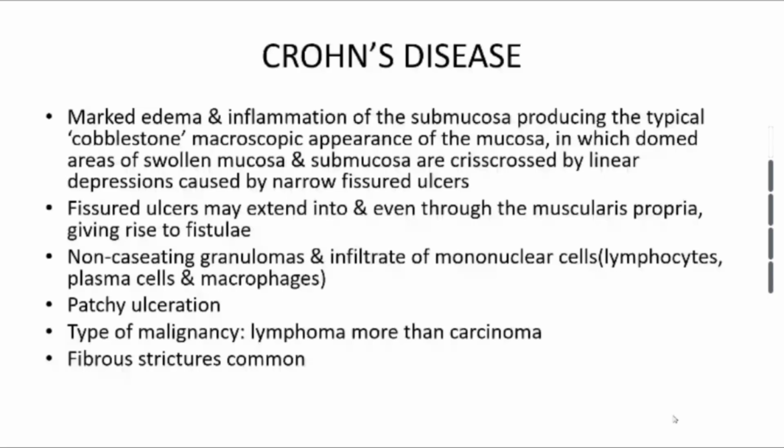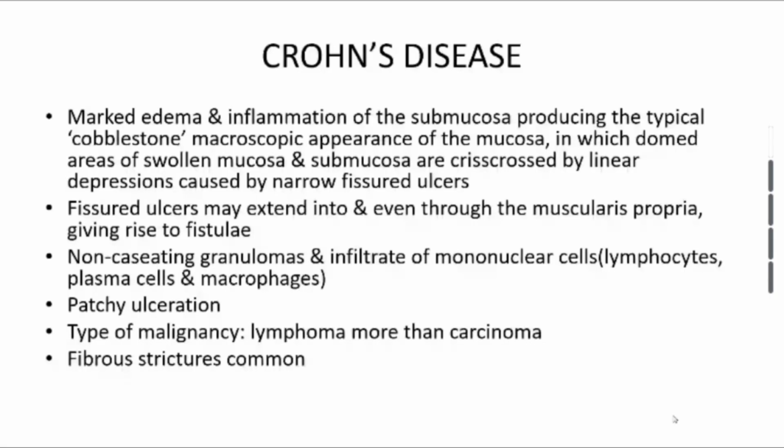Non-caseating granulomas can also be seen, and an infiltrate of mononuclear cells. Cells like lymphocytes, plasma cells, and macrophages are likely also to be seen. That is looking under the microscope. You take a tissue and prepare it, you look at it, you see granulomas, lymphocytes, plasma cells, macrophages in that tissue. And then you're likely to see patchy ulceration, as I had said, because there are those skip lesions.